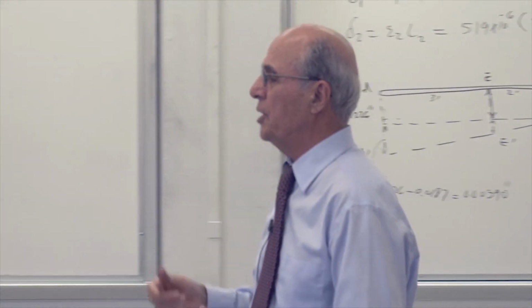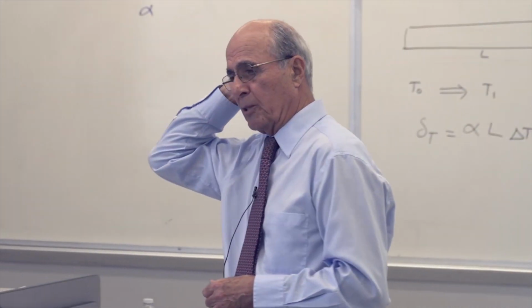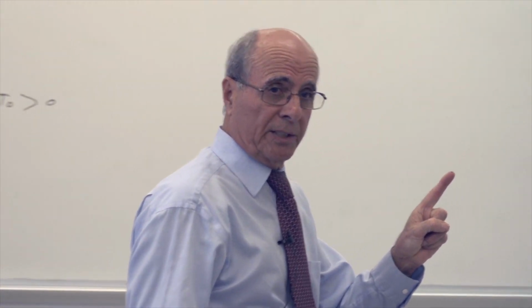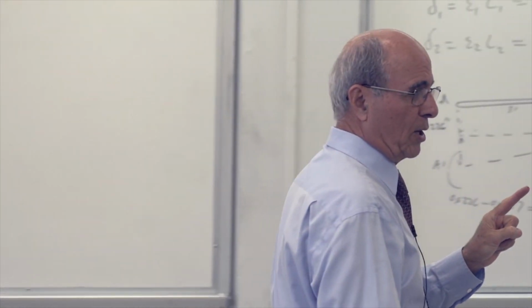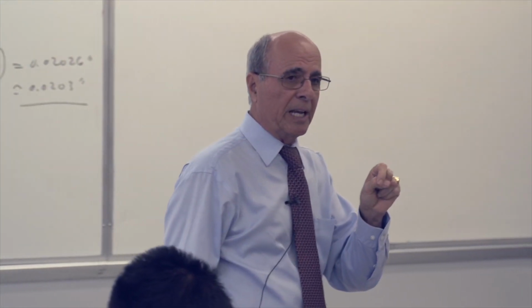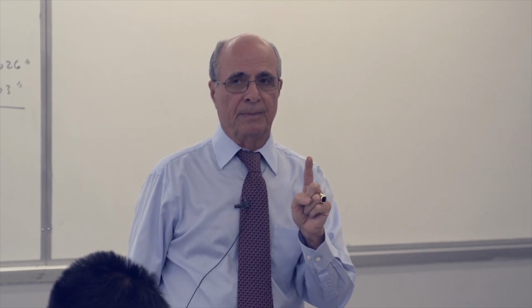Write it down. Alpha is the amount of deformation for 1 unit of length. I was writing it down, my friend. Okay? Alpha is the amount of deformation for 1 unit of the length and 1 unit change of temperature. Okay?